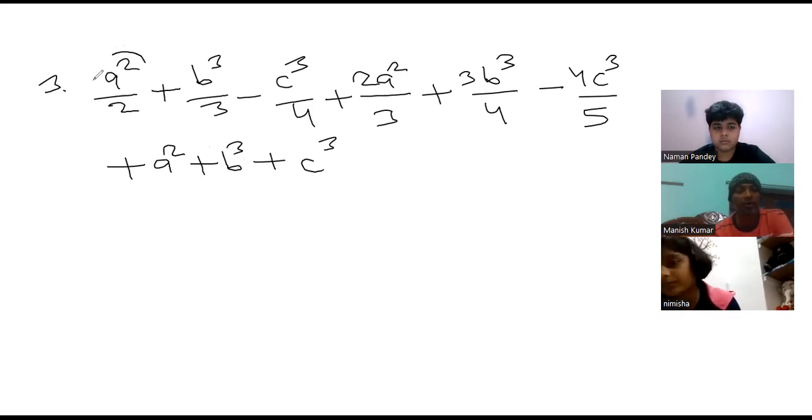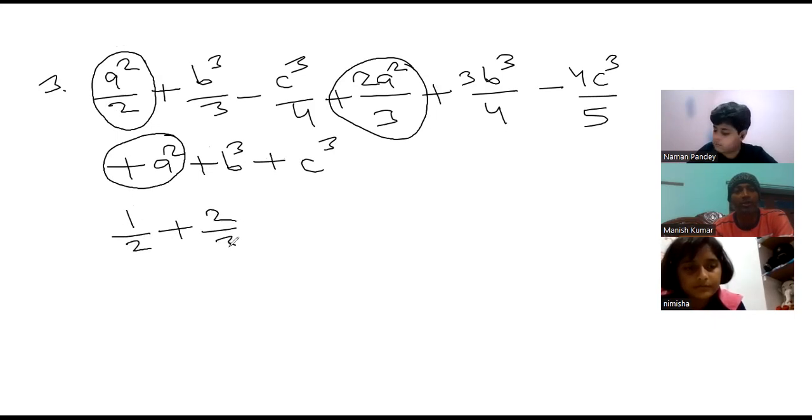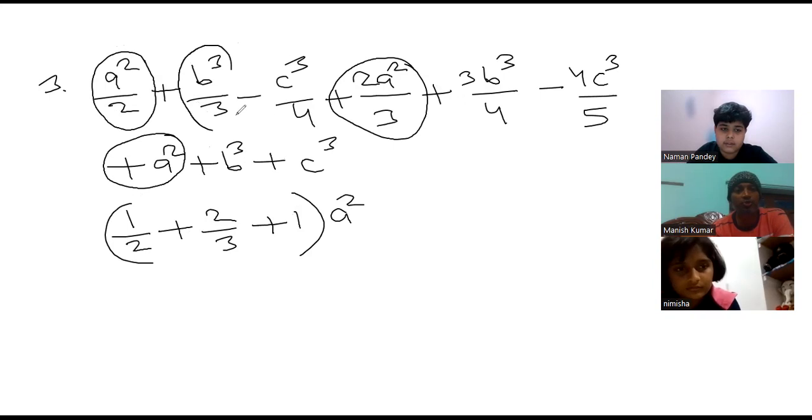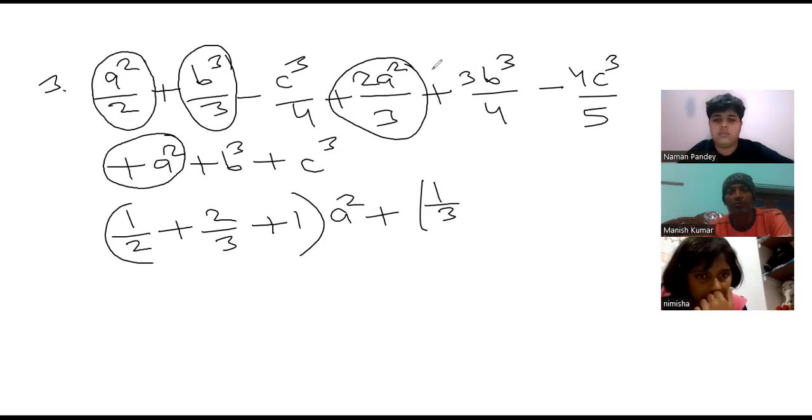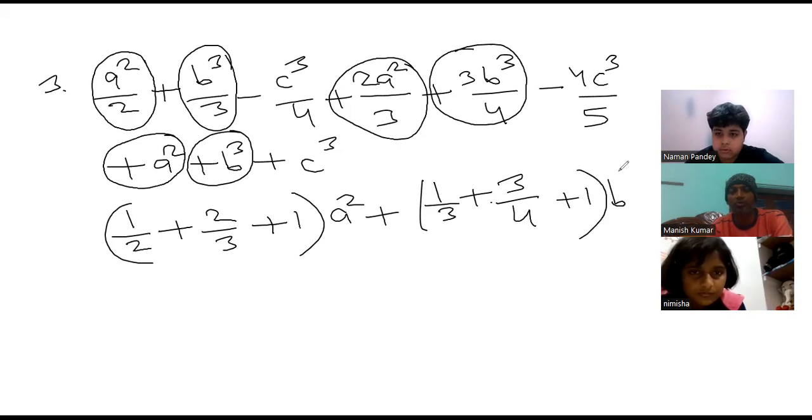So we will first find out wherever a square is there. Here also a square is there. Here also a square is there. Okay, we will write it systematically. 1 by 2 plus 2 by 3 plus 1 whole, and then here comes a square. Now we will search next one. This is b cube here. Let us search for b cube. 1 by 3. Now here also b cube is there, so it will be plus 3 by 4, isn't it? And here also b cube is there, so it will be plus 1, and outside we will write b cube.